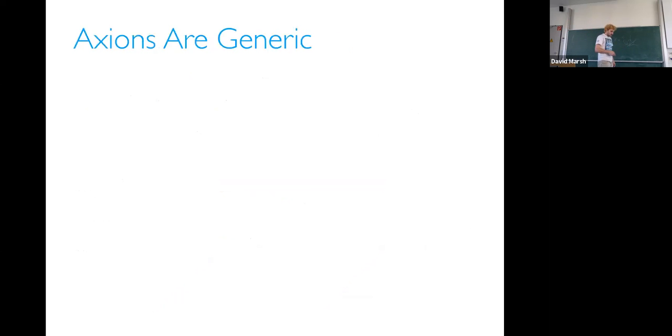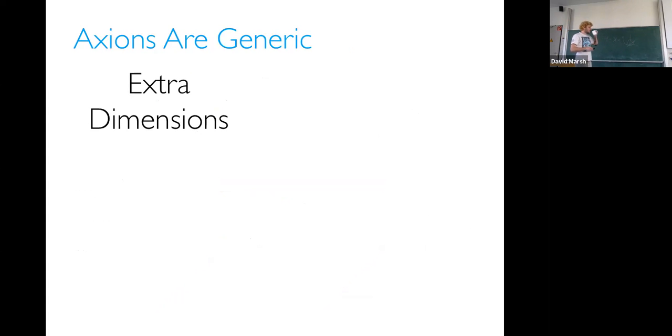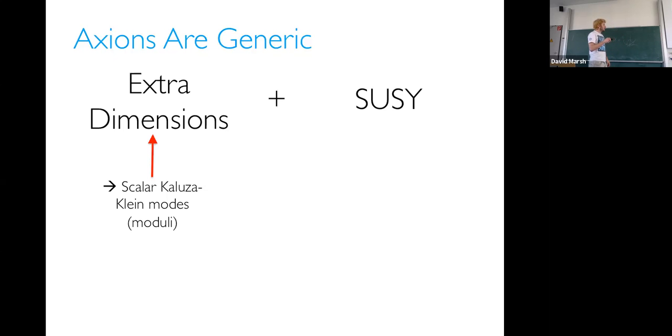Okay, so axions are really generic. It's not just something to do with string theory. There are lots of beyond the standard model theories that would give rise to axions for exactly the same reason. Why is that? So you need extra dimensions. As you know, extra dimensions give you scalar Kaluza-Klein modes. These are the moduli. Again, I'll go over this. Extra dimensions give you scalars in the lower dimensional theory.